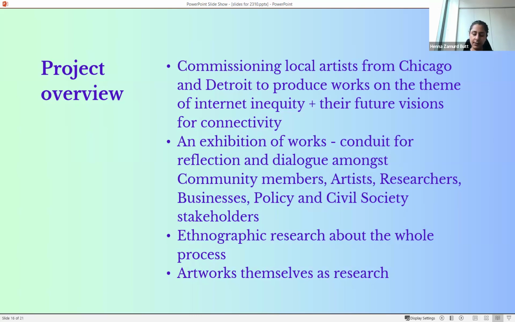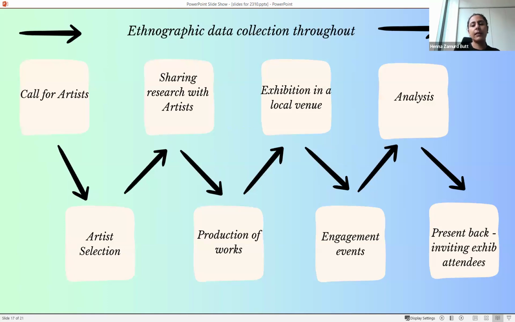And for the research side of things, I'll be conducting ethnographic research throughout the whole process. So from the recruitment of artists into the exhibition, into the stakeholder events, and to the end. And we're not just considering the ethnographic research as research, the artworks themselves will also be considered research, because of course they very much are, in the sense that they are expressing, conveying these experiences of internet constrainment.